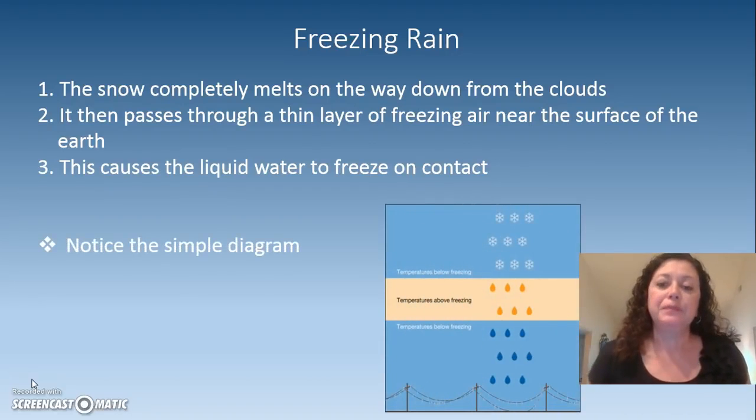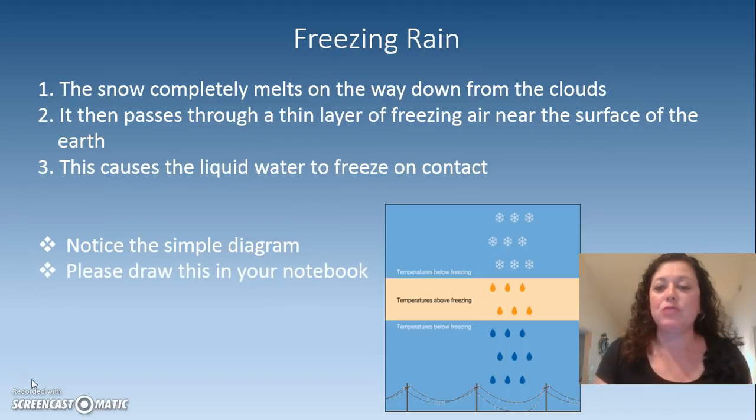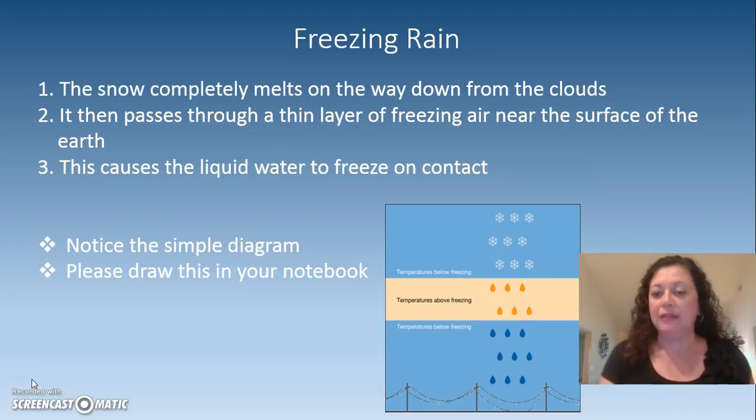Notice the diagram. As the snow comes down, it melts because of the temperature, and then it turns very cold, and then it freezes on contact. Now, please draw this diagram in your notebook. Make sure that you label it and that it is neat. You can add the little power lines there at the bottom.